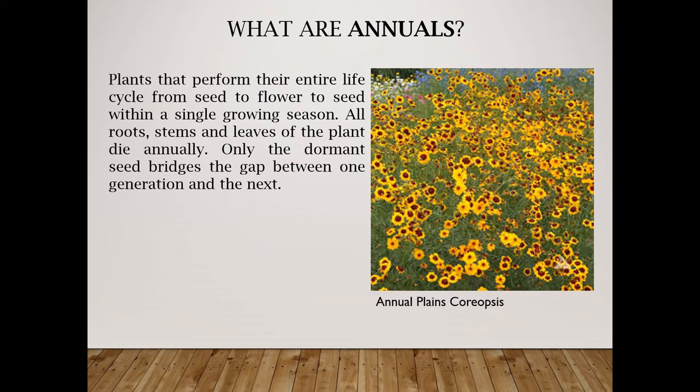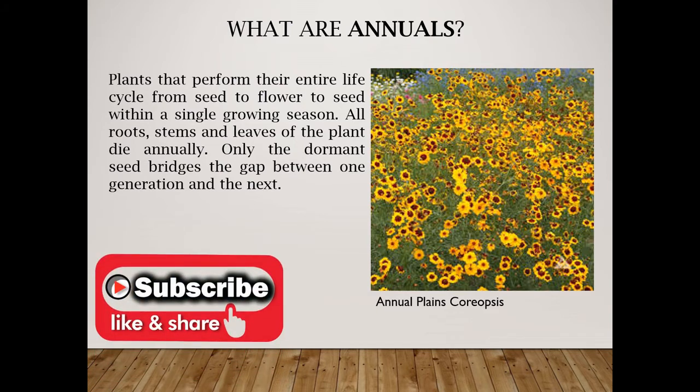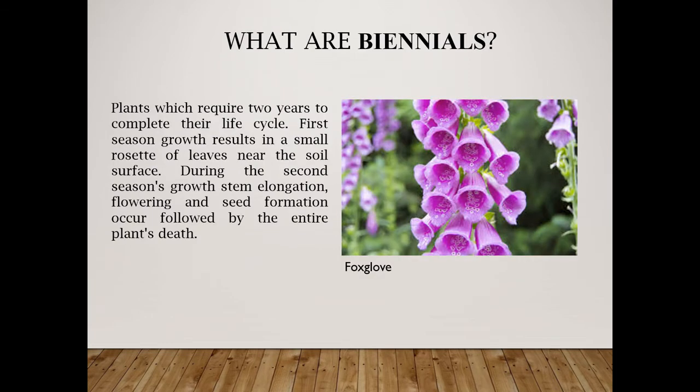What are biennials? Plants which complete their life cycle in 2 years are called biennials. In the first year, their shrubs and bushes grow, and in the second year, we get the flowers and fruits. The gorgeous purple colored foxglove, which you can see on screen.